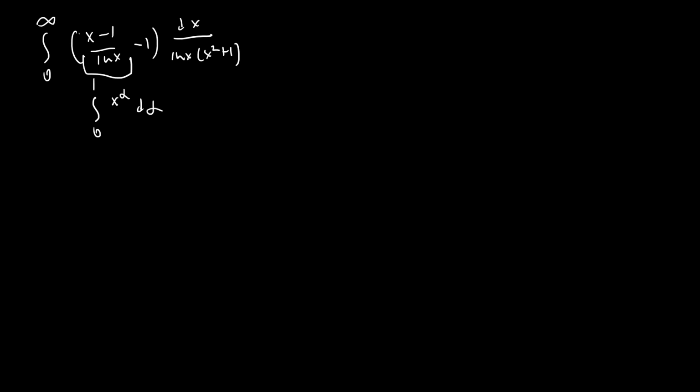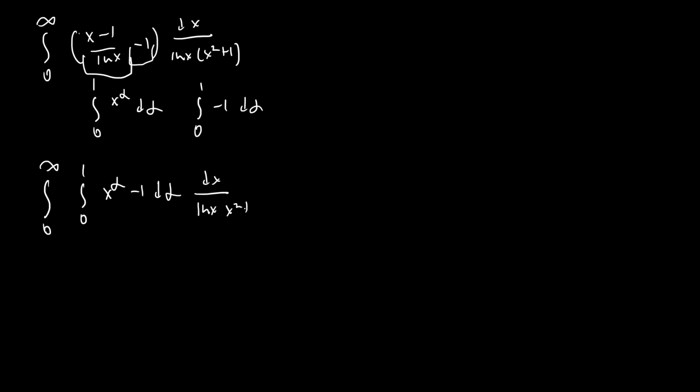And then if we want to be able to interchange the order of integration, we want the integral to cover all the different terms in the integrand, right? So that means we also need to deal with this. But luckily, since we're just integrating from 0 to 1, we can just write that as the integral from 0 to 1 of minus 1 d alpha. So we can rewrite this all as the integral from 0 to infinity of the integral from 0 to 1 of x to the alpha minus 1 d alpha times dx over ln x, x squared plus 1.